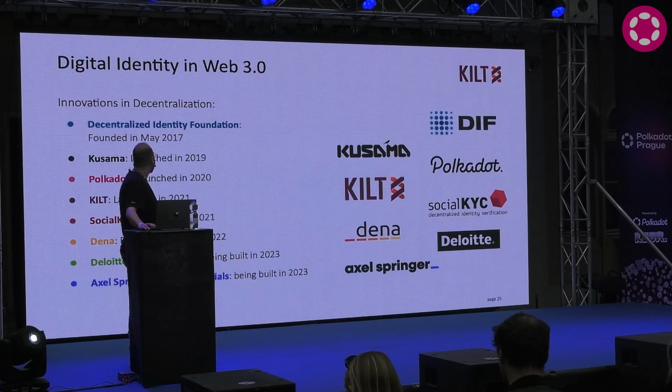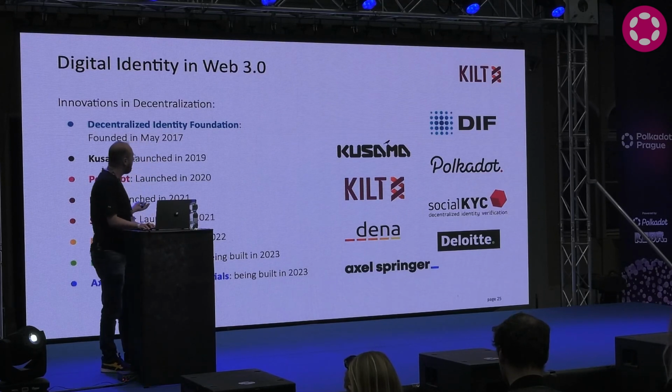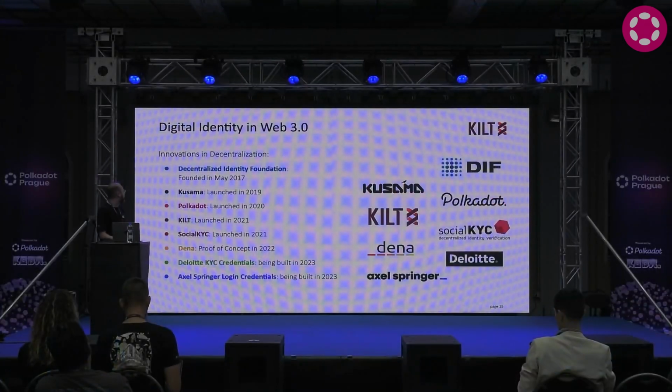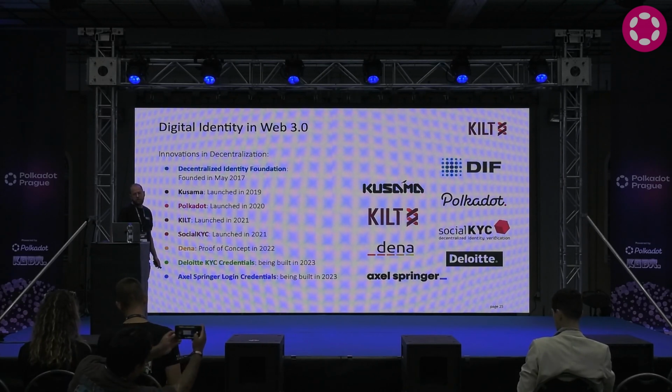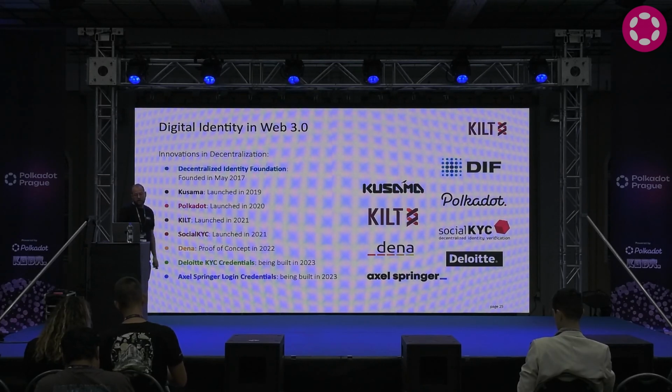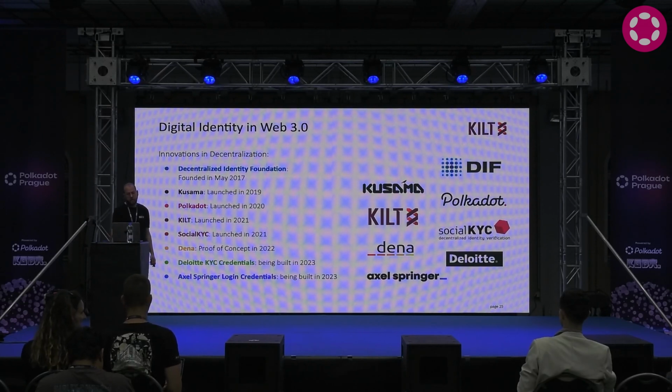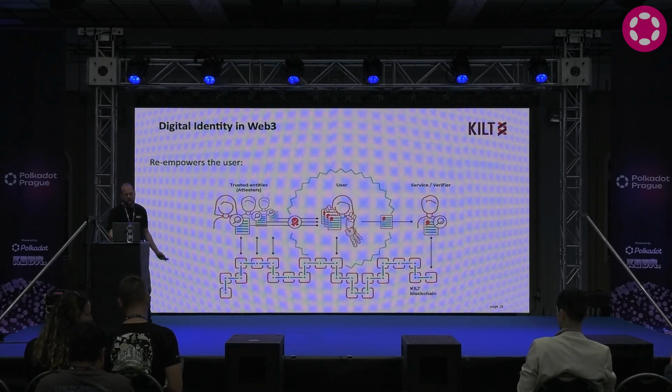So when we think about digital identity in Web 3, there's a lot of pre-work to be done first. There's the Decentralized Identity Foundation, that has done the standardization. We are also building on top of Kusama and Polkadot. Then we launched KILT, and on top of that, all kinds of proof of concepts and credential solutions are being built or have already been launched. And some of those I want to show you later.